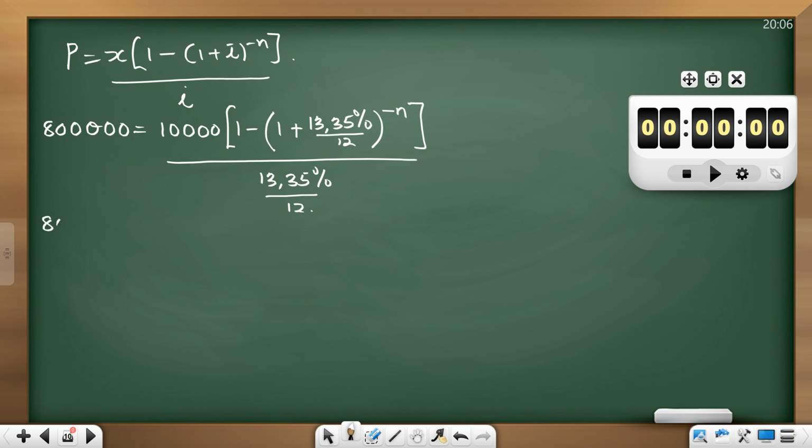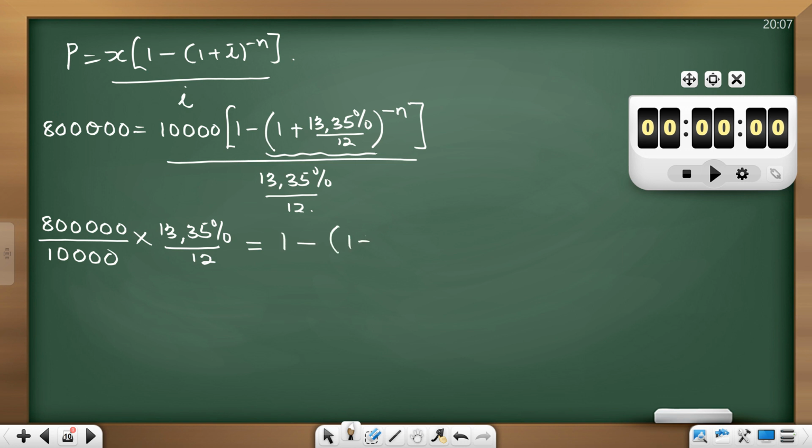I cross multiply 800 by 10,000. Do you see what I did there? Multiplied by 13.35% over 12. Is that fine with you? That has gone there, that has gone there. Don't let me complicate this, because if I wanted to, I was going to write this on the right hand side and bring this to 1 minus. But okay, let's come back to earth. And this will be equal to what?